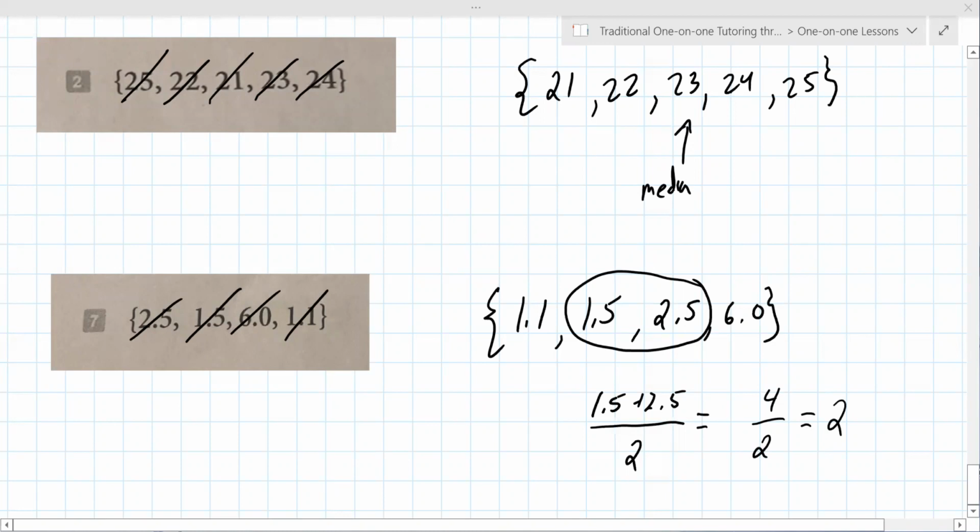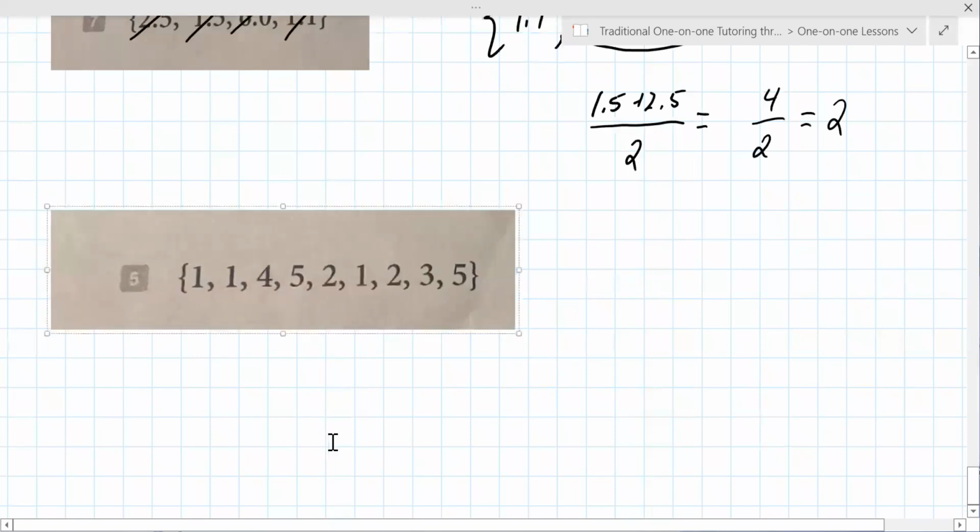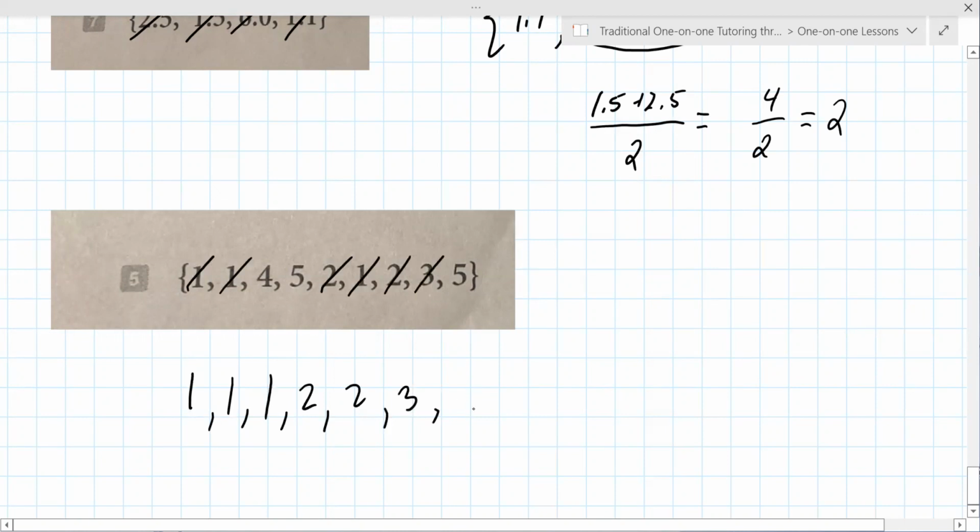All right, so last data set here. We're going to do this in order. There's lots of ones here, so 1, 1, 1. So there's 3 1s, and then there's 2 2s, and then there's a 3, a 4, and then 2 5s.